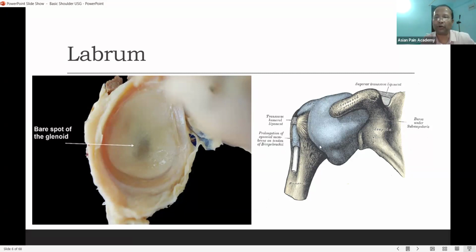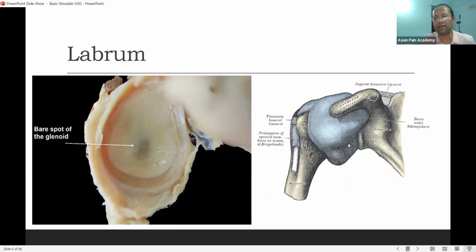Okay, here one important thing is, see the capsule here. This capsule has an extension around a structure. So this is actually the biceps tendon. Long head of biceps has two heads, one is short head, one is long head. This is the long head, and short head actually comes and attaches to the coracoid process. So this capsule has an extension around the long head of the biceps up to a certain distance.